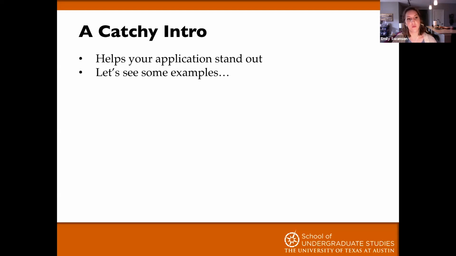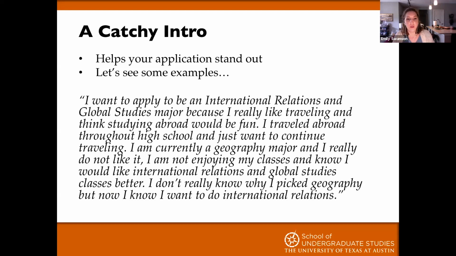So let's look at some examples here. I want you to decide whether or not you feel like this is a good example. So be thinking about that. "I want to apply to be an international relations and global studies major because I really like traveling and I think studying abroad will be fun. I traveled abroad throughout high school and I just want to continue traveling. I'm currently a geography major and I really do not like it. I'm not enjoying my classes and I know I'd like international relations and global studies classes better. I don't really know why I picked geography, but now I know I want to do international relations."